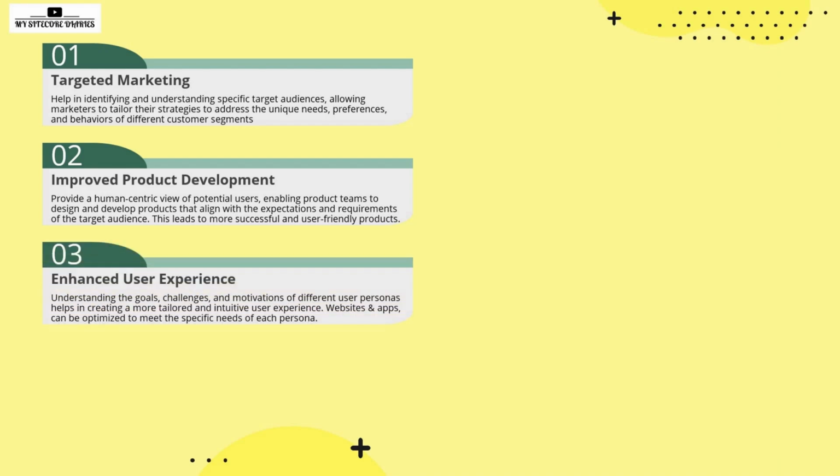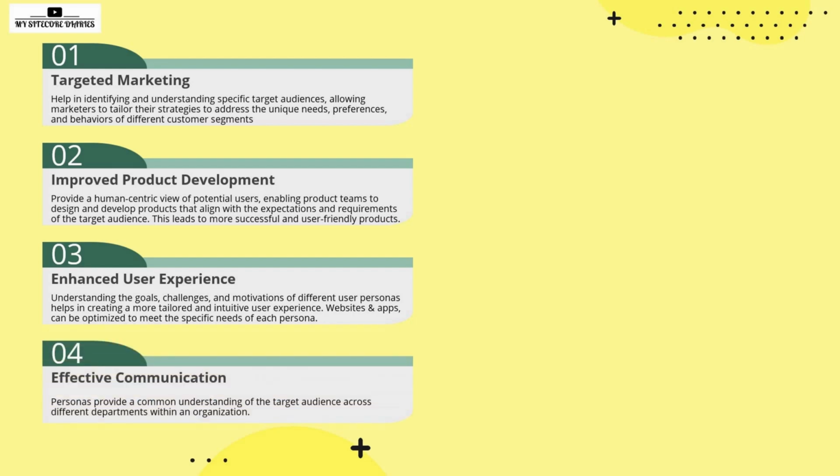Enhanced user experience. Understanding the goals, challenges, and motivations of different user personas helps in creating a more tailored and innovative user experience. Websites and apps can be optimized to meet the specific needs of each persona. When you have different kinds of personas defined, depending on your persona you are defining your website flow. You are tailoring your website flow, so that there will be a better customer experience. It is an optimized customer experience, so enhanced user experience.